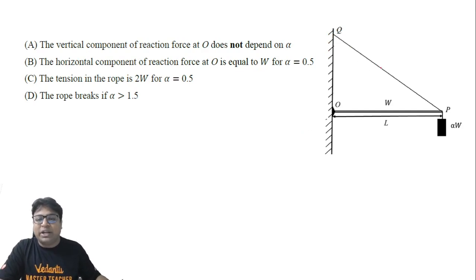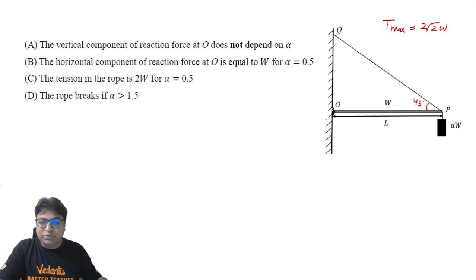We have been told that this string PQ can bear a maximum tension which is equal to 2 root 2 W, and we have also been told that length OQ is same as length OP, which makes this angle 45 degrees. Now, with these points, let's start solving the question.